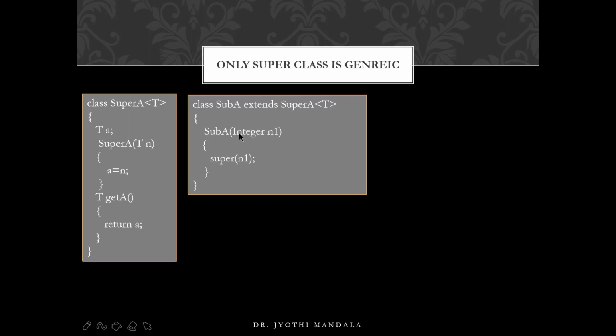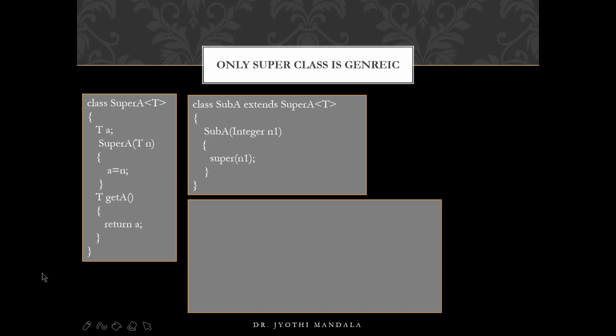Now this is our first category, where only the superclass is considered as a generic class. Now we will take our main method. You can see in the main method I have created an object of SubA.